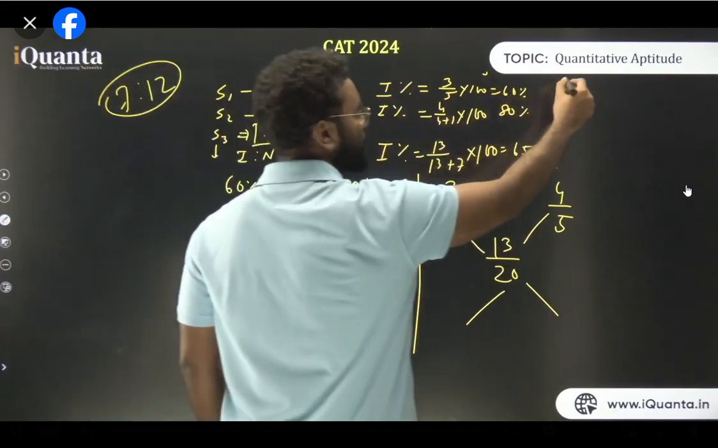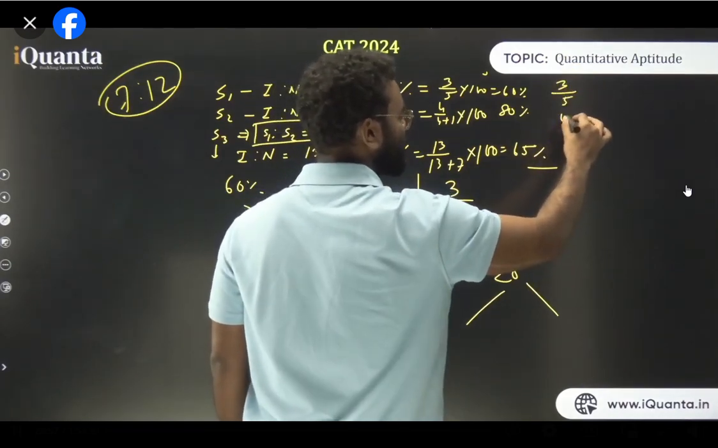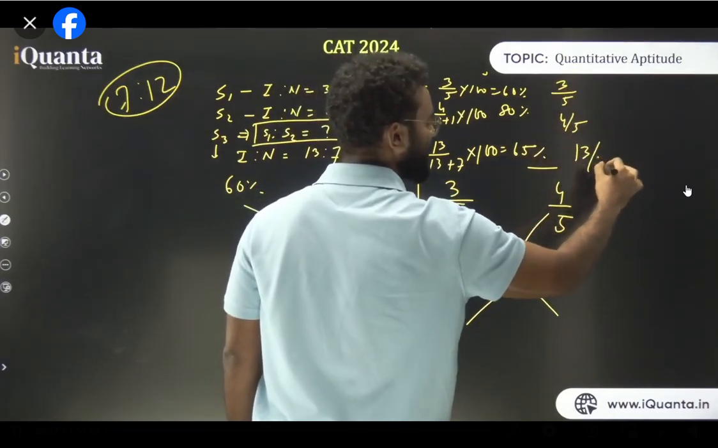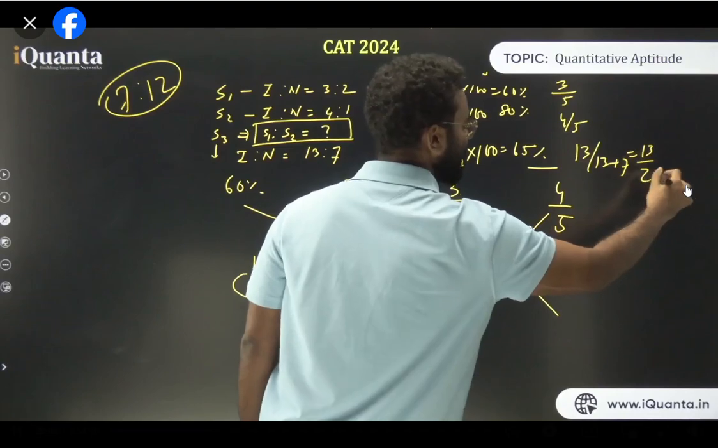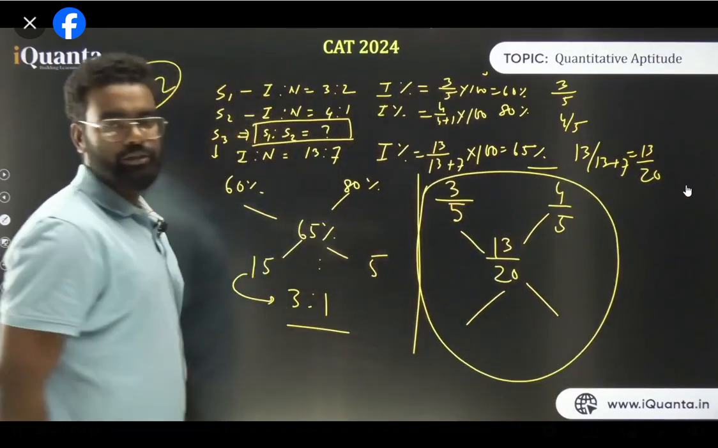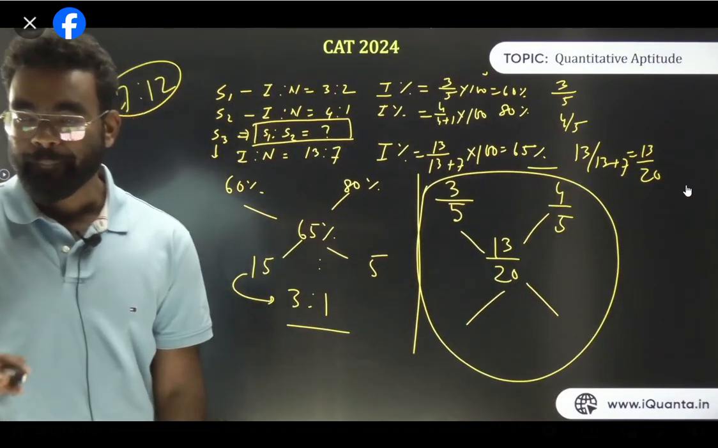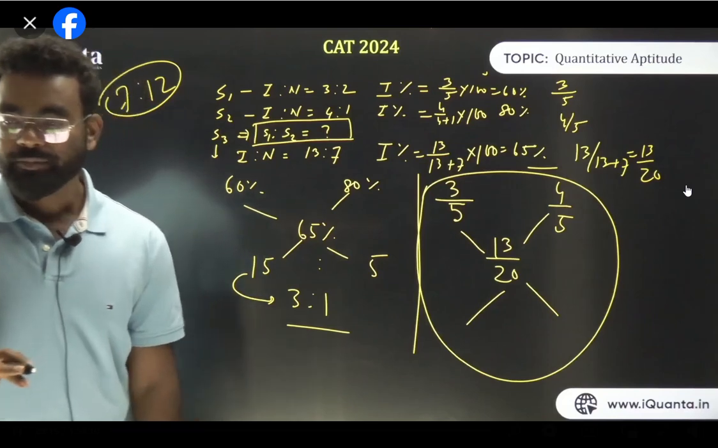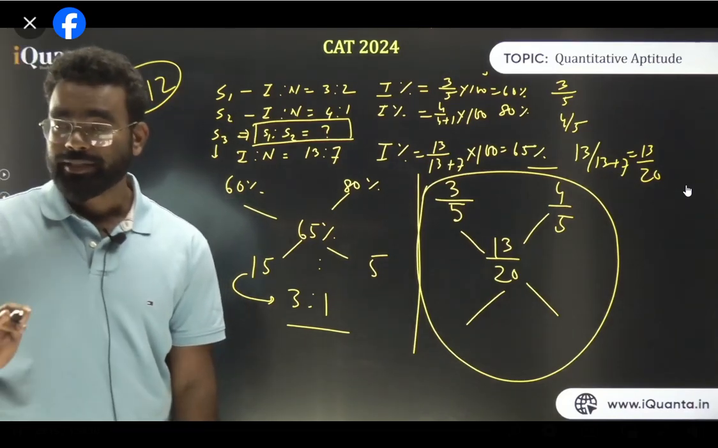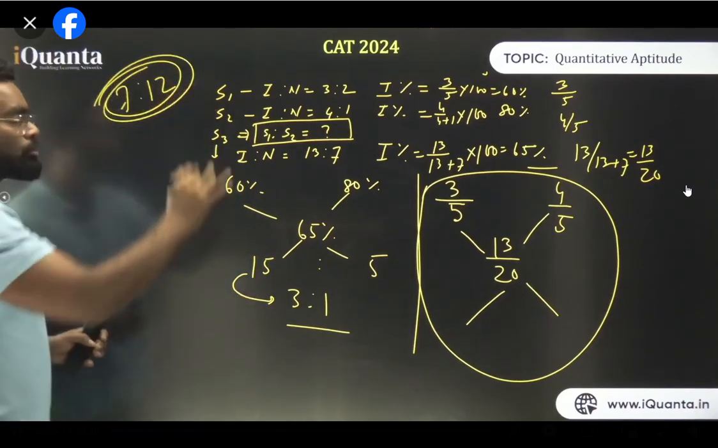Because in this case, the proportion of iron is 3/5. In this case, the proportion is 4/5. And in this case, the proportion of iron is 13 out of 13 plus 7, which is 13/20. So taking all these, you can also find the answer. It will be the same. Am I clear? Percentage is easier, but remember, Aditya, the problem with percentage: how can you convert 7:12 into percentage?